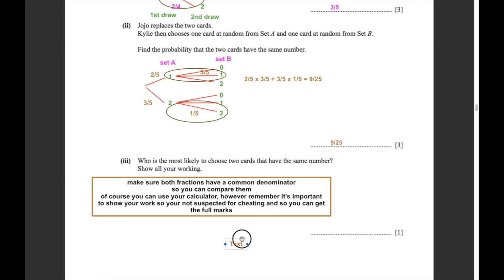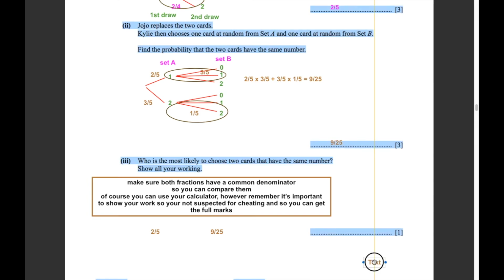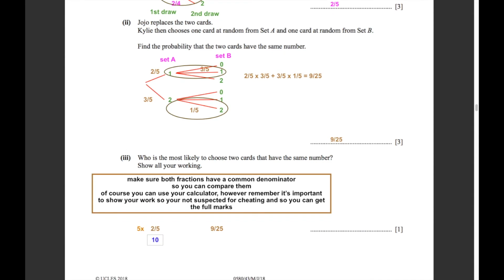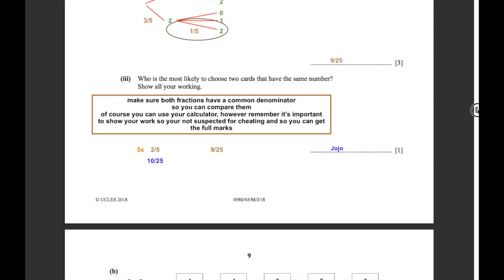Okay, so we have 2 out of 5, and we have 9 out of 25. So try to find the lowest common denominator, which is going to be 25 in this case. So we're going to multiply this entire thing by 5, right? So 5 times 5. And what you do to the denominator, you have to do to the numerator. So 5 times 2 is 10 out of 25. You'll notice that 10 is greater than 9. So who is most likely to choose the two cards? That would be Jojo. Okay, so let's move on.